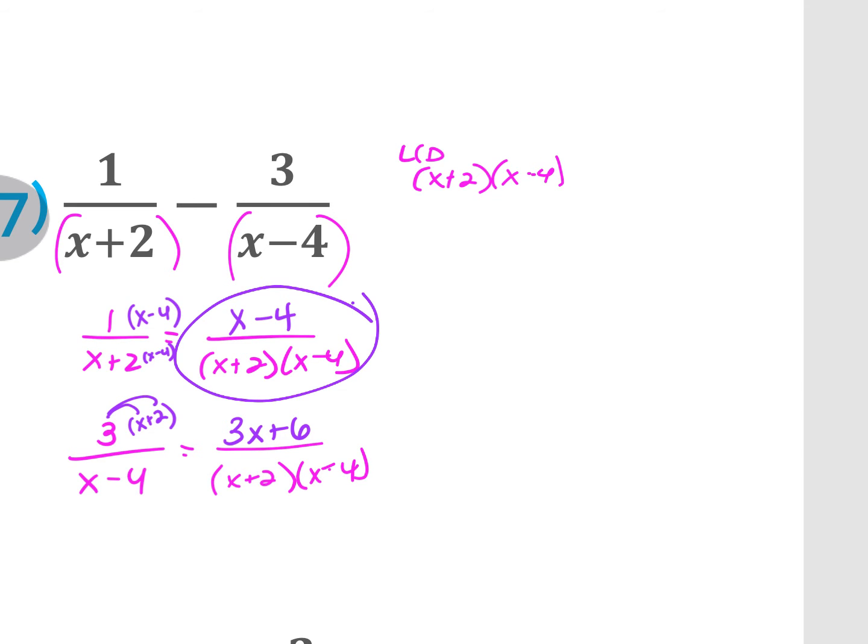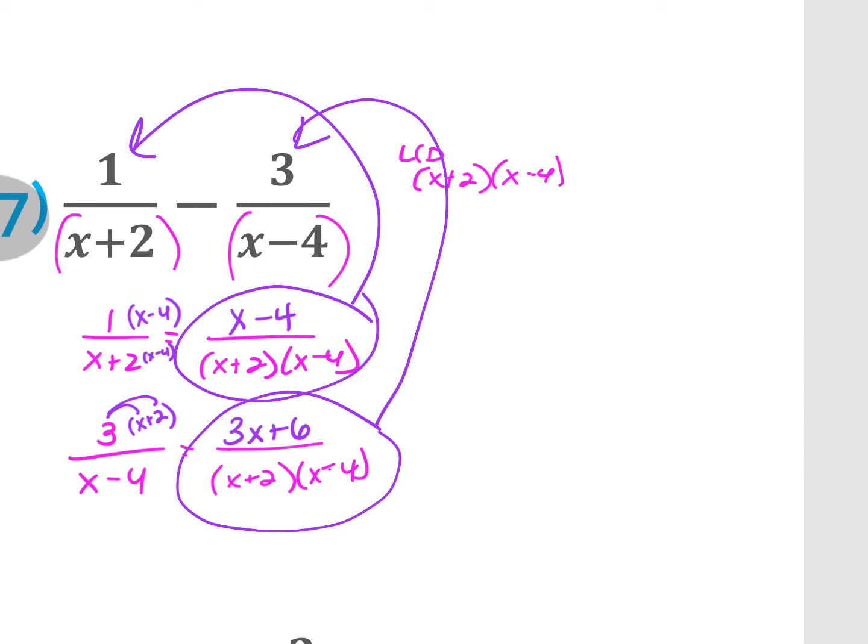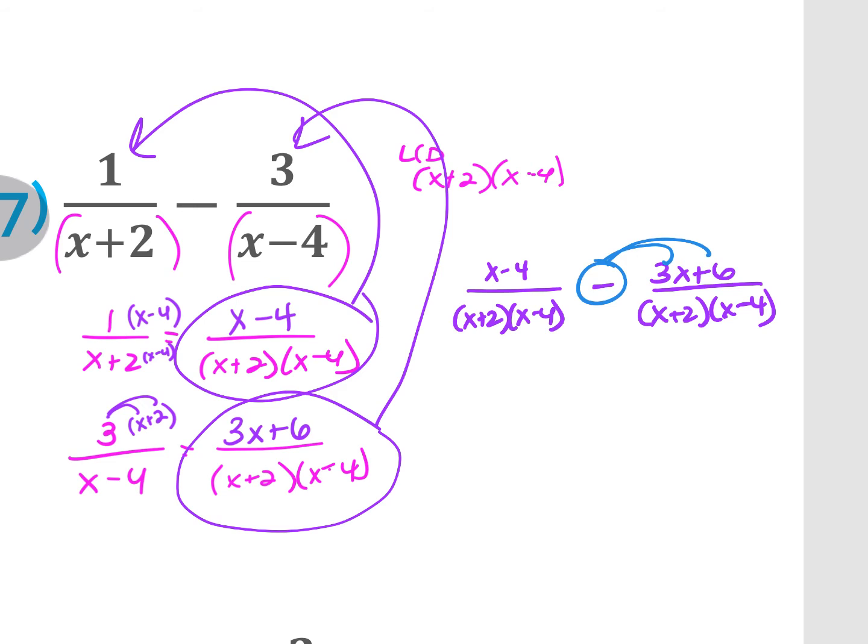So this takes over the left one. This takes over the right one. So I'd get x minus 4 over, you don't have to write it every time. Once we get good at this, we'll combine them. Minus 3x plus 6 over the same thing, x plus 2, x minus 4. Now they have the same denominator, so I can combine them into 1, but don't forget this minus goes to both. So I get x minus 4 minus 3x minus 6 over x plus 2, x minus 4.